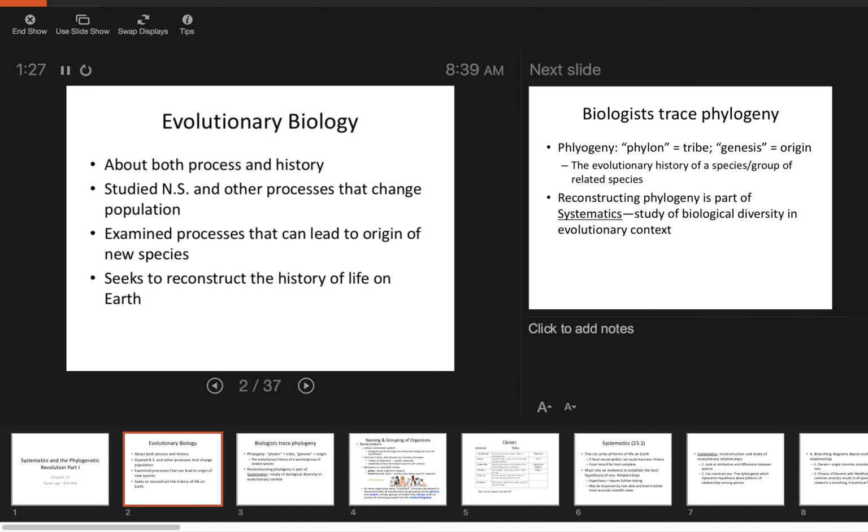So evolutionary biology is both about the process and the history of it. We've looked at natural selection in chapter 22 and other processes that can change the allele population. We did some labs to look at how allele frequencies changed. We also talked about how different processes can lead to the origin of new species, like gene flow and reproductive barriers. But what evolutionary biology is really trying to do is reconstruct the history of life on Earth.